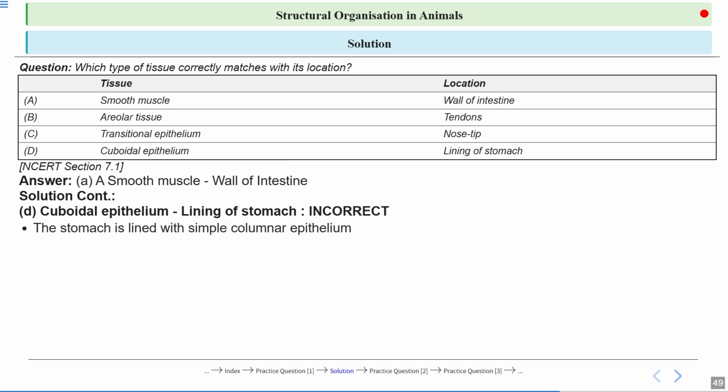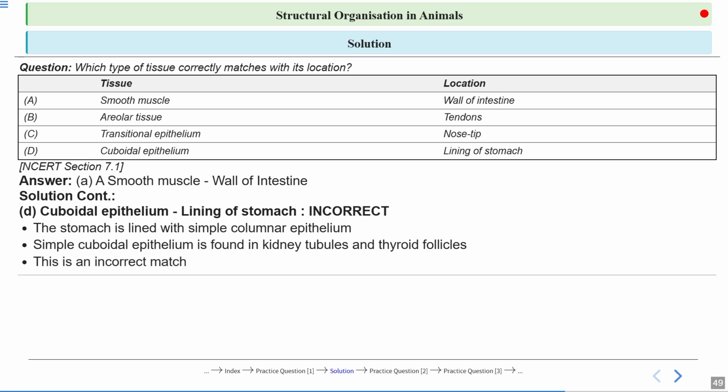Cuboidal epithelium, they are lining of stomach. This is also incorrect as the stomach is lined with the simple columnar epithelium. They are having a very simple type of columnar epithelium. Simple cuboidal epithelium is found in the kidney tubules and thyroid follicles. This is an incorrect match.